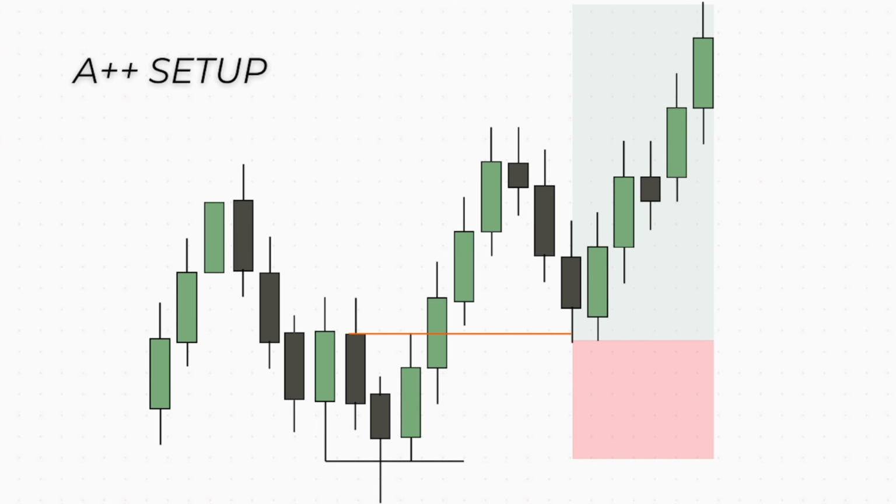So most of the traders are actually struggling when it comes to identifying these kinds of setups. And even though they find these setups, they're actually struggling to enter. But I'll be teaching you something which I've already learned, and I'll be sharing my knowledge with you. So how to identify these things when it comes to an A++ setup.